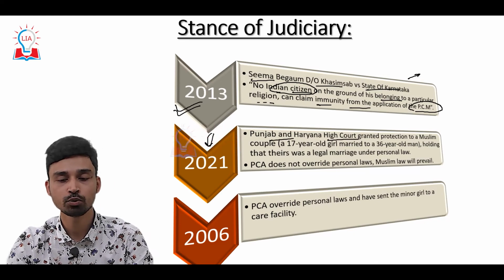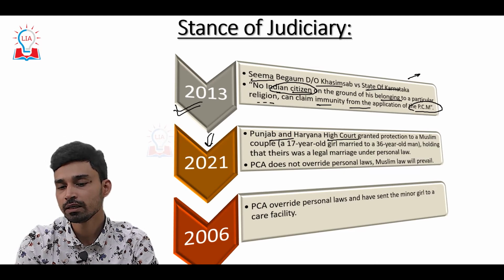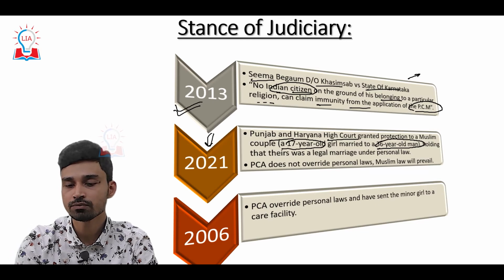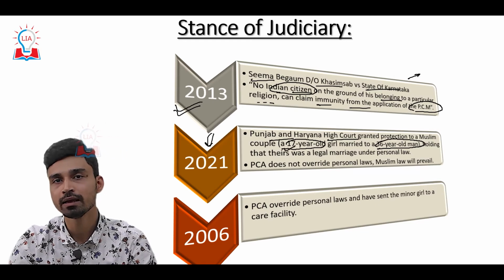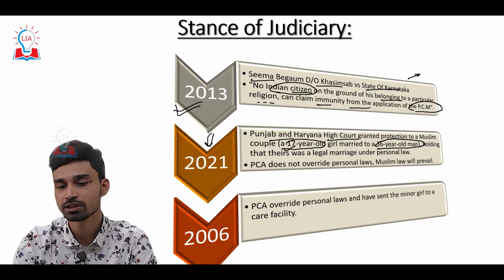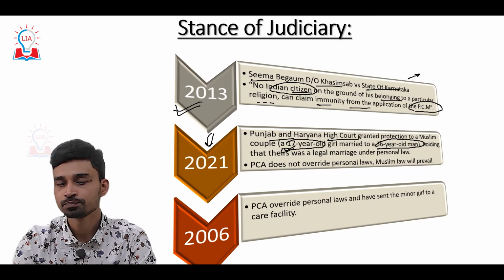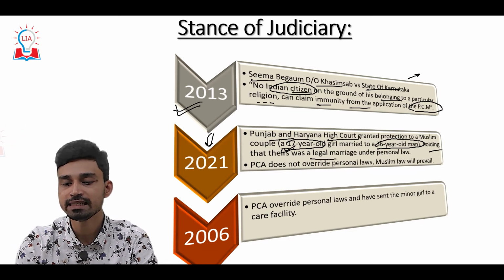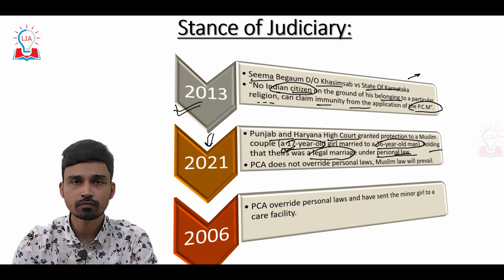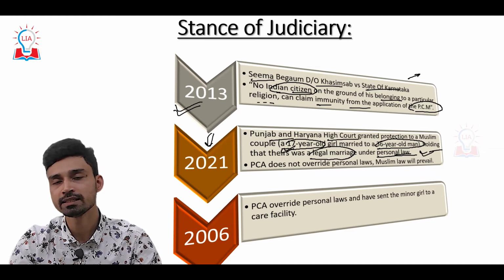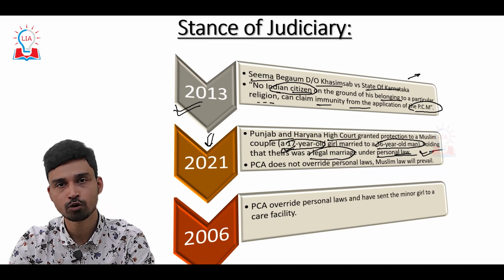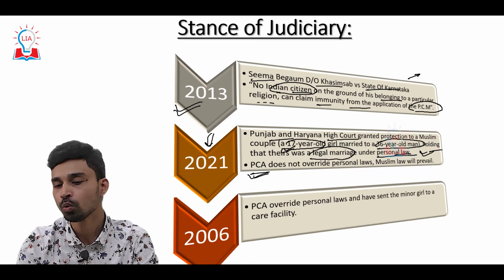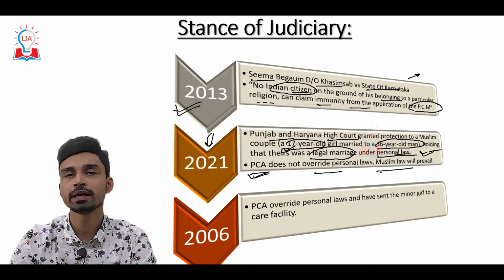High Court granted protection to a Muslim couple where the girl was a 17-year-old and she was married to a 36-year-old man. As we can see in the Prohibition of Child Marriage Act, she is not allowed to marry until she has attained the age of 18 years, but still she was married at 17. However, the Punjab and Haryana High Court upheld this marriage, saying it is a legal marriage because it is in accordance with the personal law of the Muslim community. That is why the court said that the Prohibition of Child Marriage Act does not override personal laws, and in this particular case Muslim law will prevail.